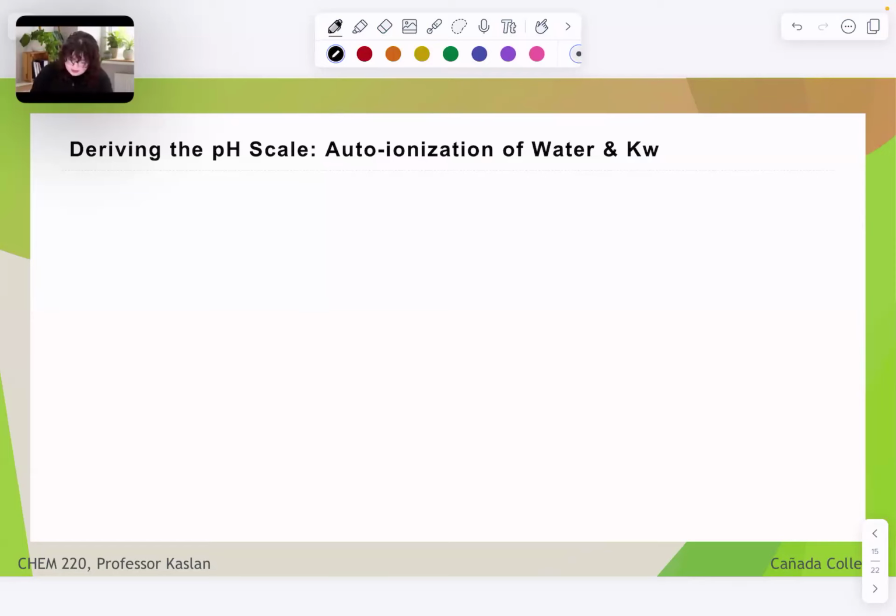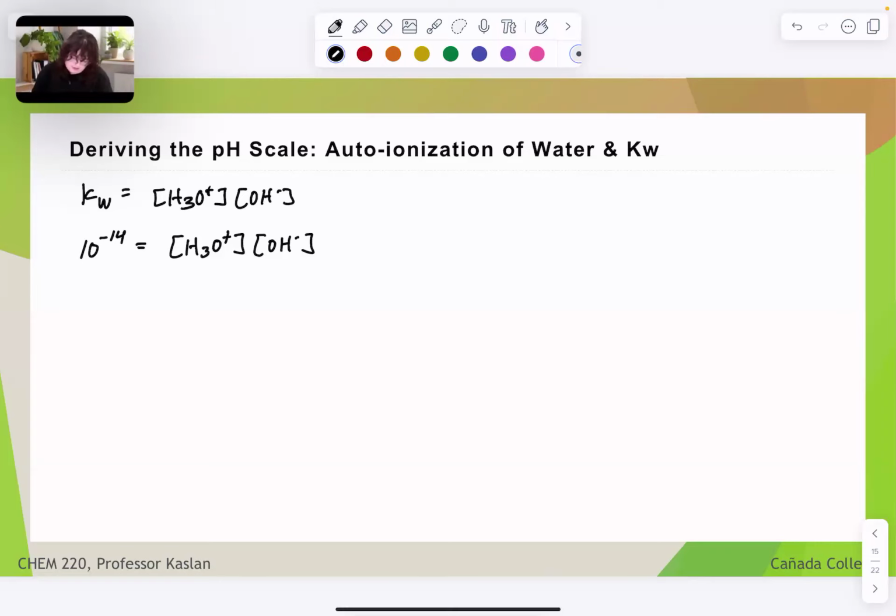So we've got Kw is equal to concentration H3O plus times concentration hydroxide. And we know that Kw has a known value. So that's 10 to the negative 14. Concentration H3O plus, concentration OH minus. Now, if I were to take the negative log of both sides, or how about just the log of both sides?